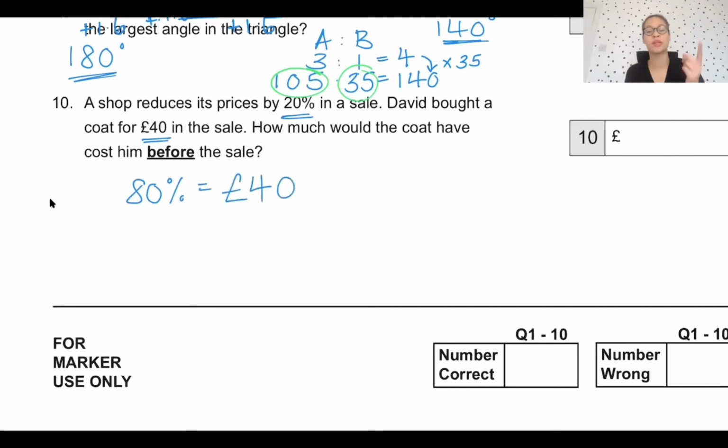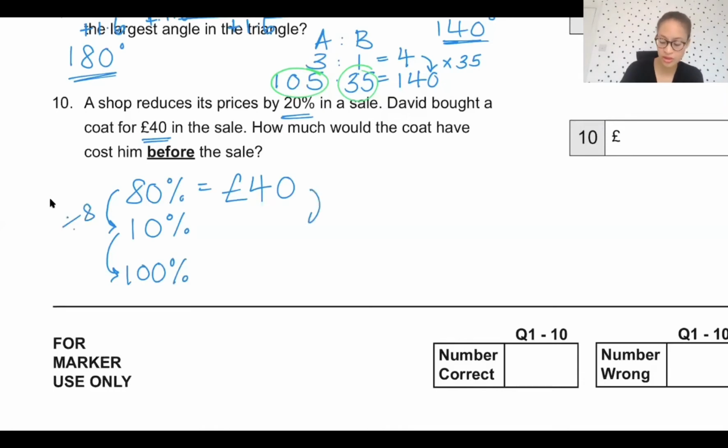We need 100% of the price. That will tell us the original amount. So let's figure out how to get to 100%. First, I would do 10%, because I can go from 80 to 10, and then I'm going to go from 10 to 100% in a second. So how do I get from 80 to 10%? I divide by 8. So I do the same on the other side. I divide by 8, and I get £5.